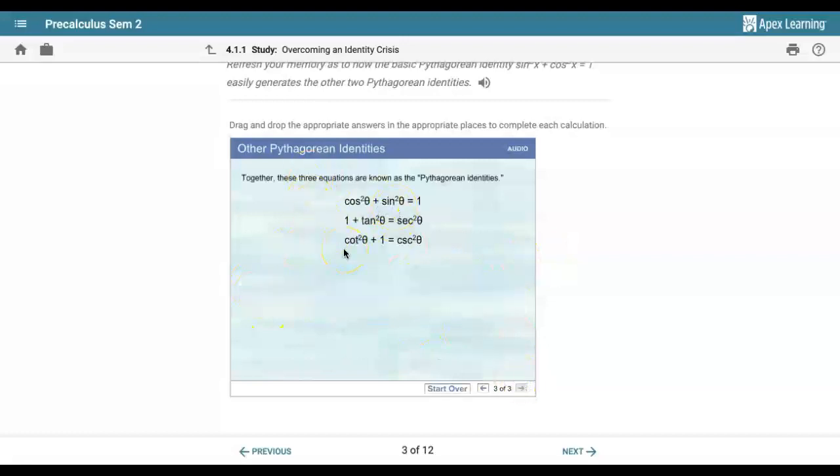Together, all three of these are known as the three Pythagorean identities. Obviously, you know that we can move these around, like we can bring tangent squared to the other side, so it's equal to 1. We can move secant to the other side, but in general, these are the three Pythagorean identities in one of the forms that you can see them in.